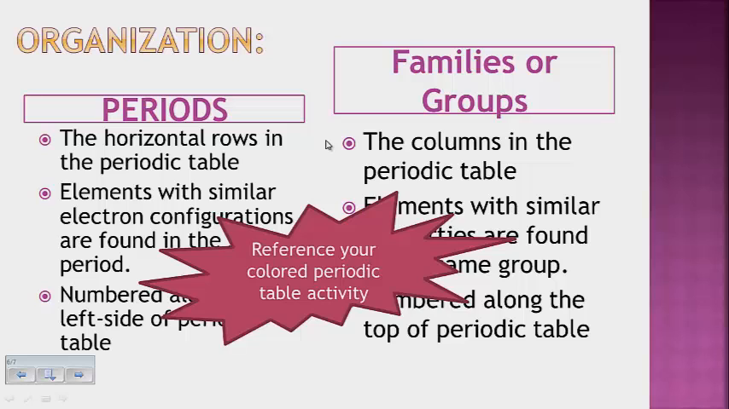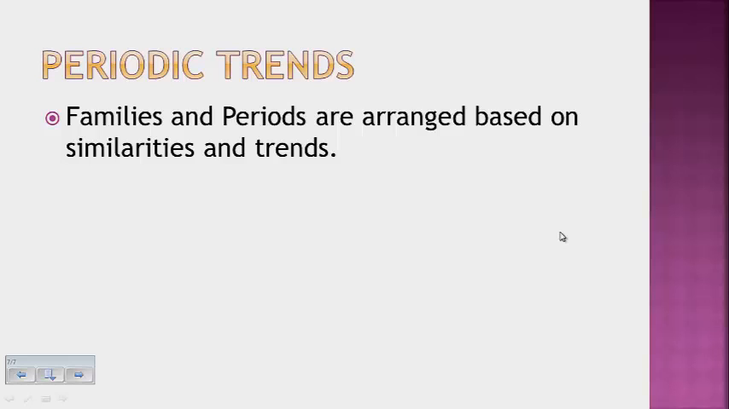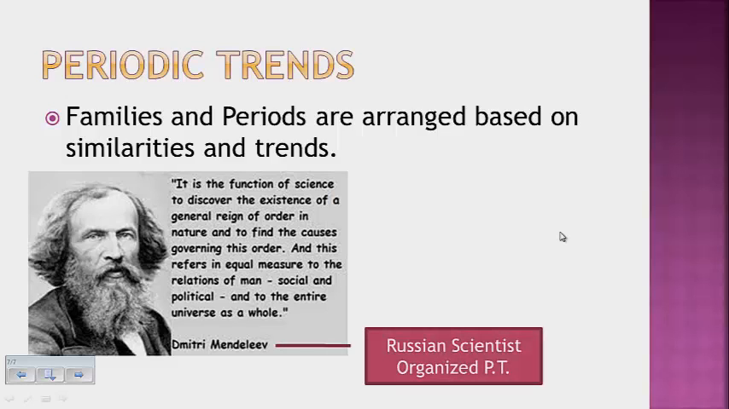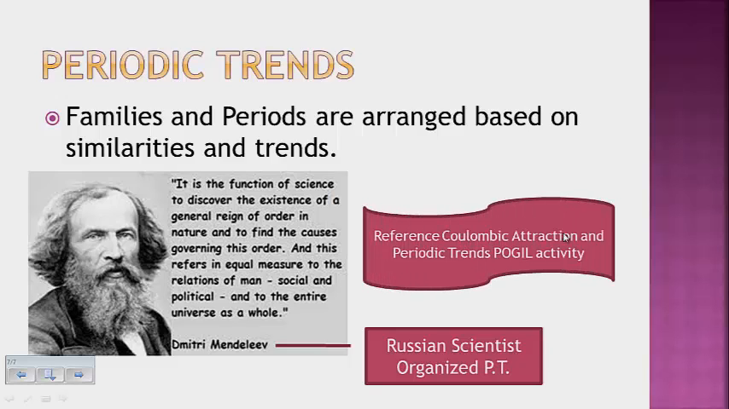This is going to lead us to our periodic trends. This is basically how the periodic table is organized. It's organized on similarities and trends found within them. For instance, we just said that the rows each have the same electron configuration and that the families are organized based on similar properties. So you are going to learn more about the periodic trends doing your POGIL activities. You're going to go over the Coulombic attraction and the periodic trends POGIL activities to get a deeper understanding of the setup of the periodic table.